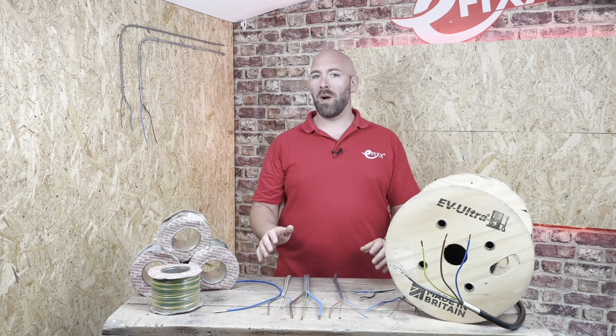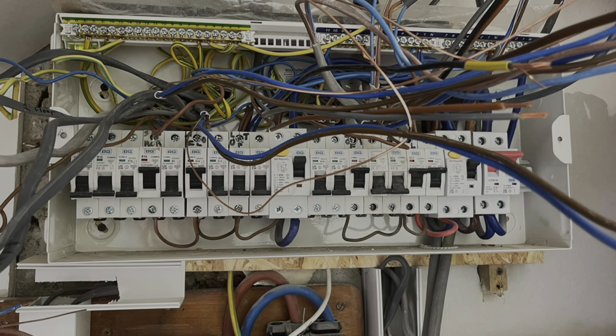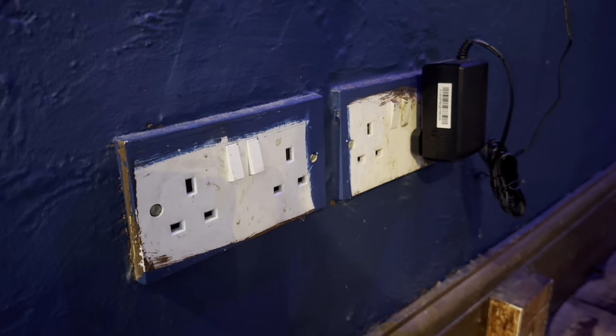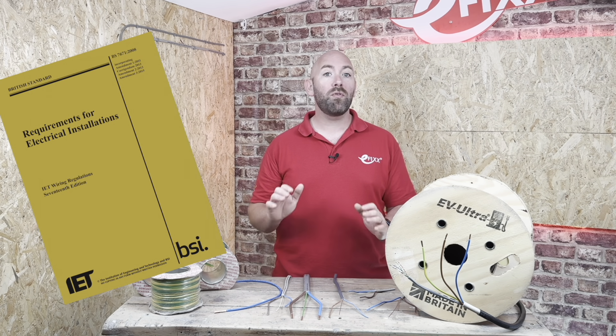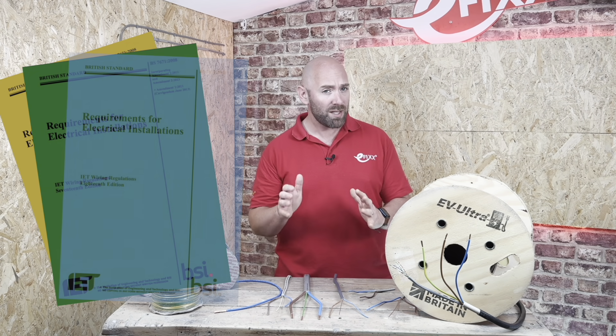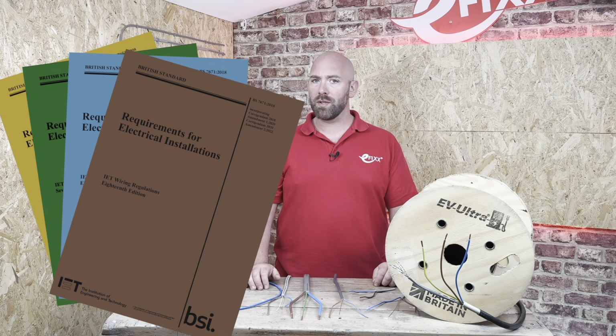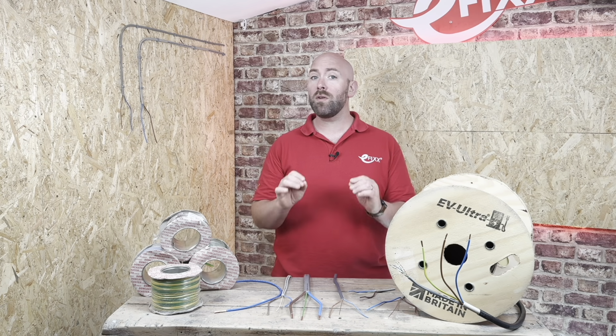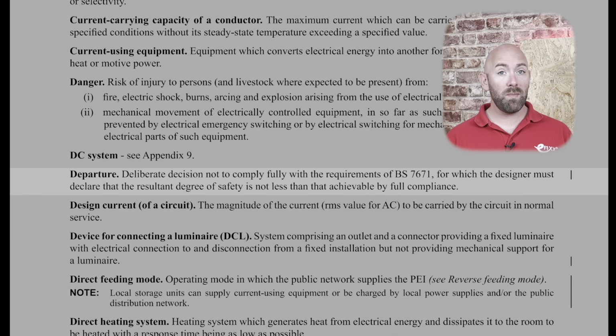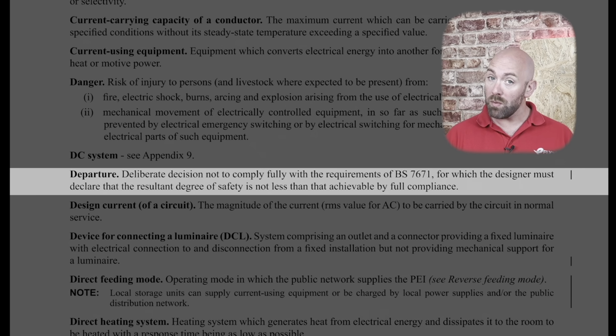When you think of the word departure, what does it conjure up? Perhaps an omission, a defect, or a non-compliance in an electrical installation. Well, there has been a lack of definition in previous editions of the regulations, which has caused confusion amongst electricians. We can now find in part 2 of BS 7671 in definition the description for departures, which is a deliberate decision not to comply fully with the requirements of BS 7671, for which the designer must declare that the resulting degree of safety is not less than that achievable by full compliance.